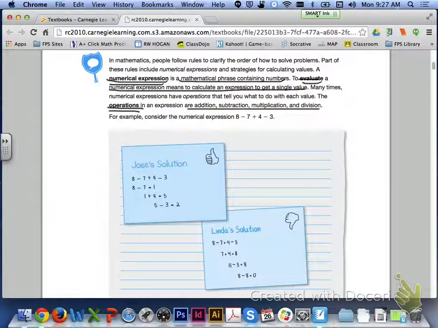A numerical expression is a mathematical phrase containing numbers. To evaluate a numerical expression means to calculate an expression to get a single value. Many times, numerical expressions have operations that tell you what to do with each value. The operations in an expression are addition, subtraction, multiplication, and division. So for example, let's consider the numerical expression 8 minus 7 plus 4 minus 3.